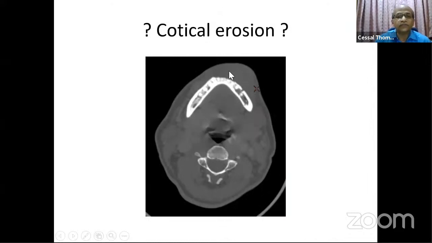And here there is a lesion in the lip, and the mandible is there, the mandibular arch is here. So I am seeing a small defect anteriorly. I'm not sure whether it is erosion. If it is erosion, it becomes immediately T4. But what is this actually? Whether it is erosion or something else.